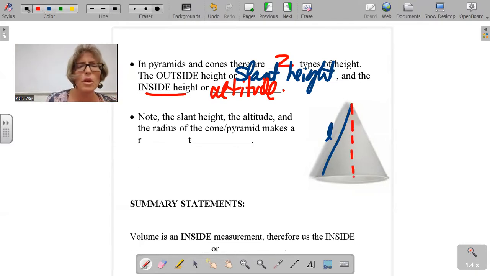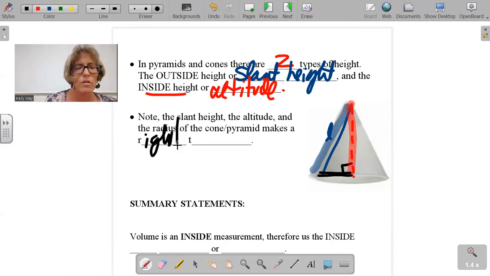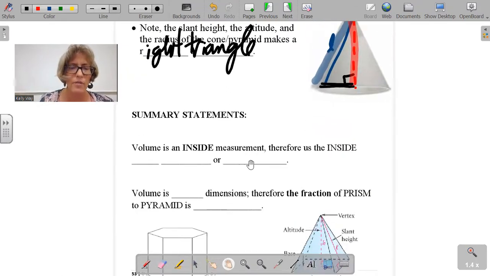If you're dealing with a cone, there's a radius. Note that if you go up the slant height, down the altitude, and across on a radius, you're going to end up with a right triangle. So once again, you're going to be dealing with right triangle stuff.